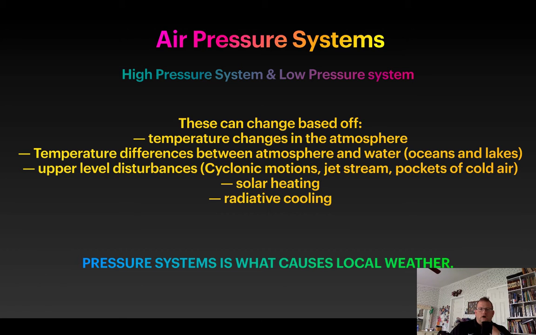So what are air pressure systems? We've talked about air masses and how they're formed. Now let's talk about how the air pressure system forms. So we've got a high pressure system and we've got a low pressure system. Well, what are some of the things that can cause change in these pressure systems from high to low, from low to high? Okay, temperature changes in the atmosphere.